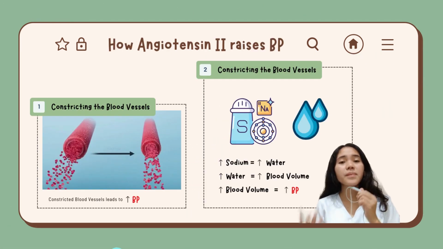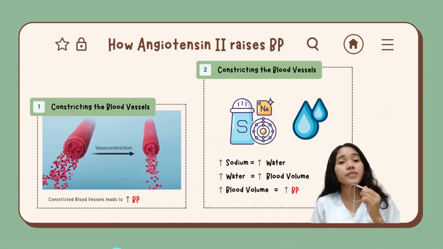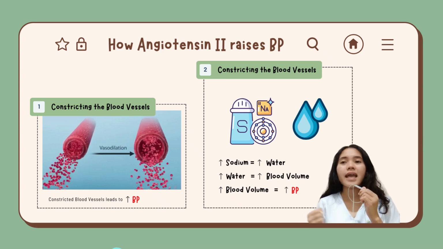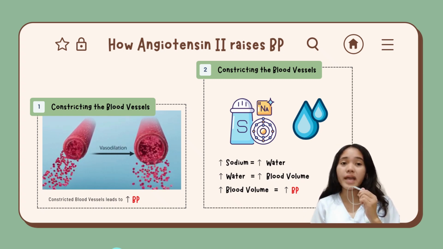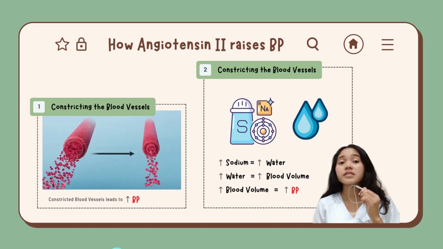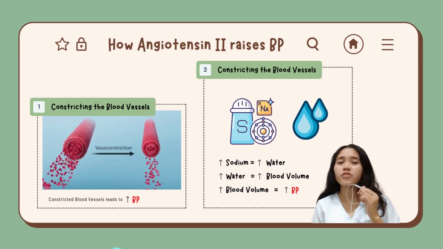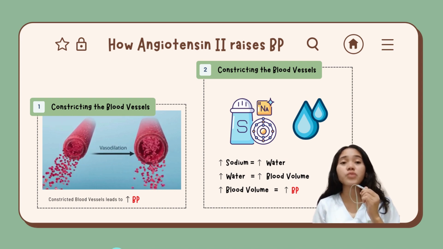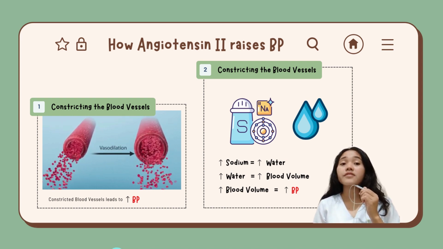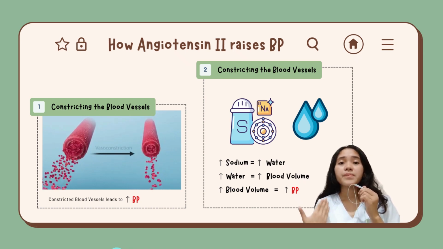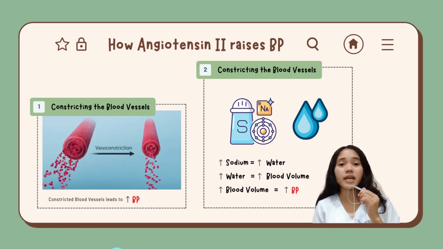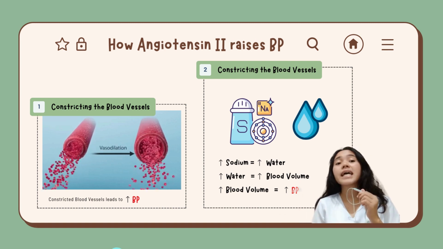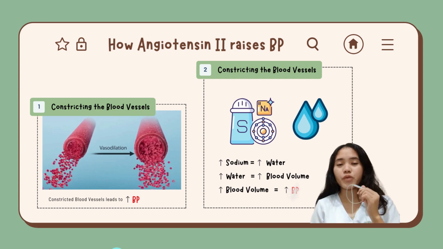The main ways that angiotensin 2 raises the blood pressure is by constricting the blood vessels and increasing the amount of sodium and water in the blood. Because the more constricted or narrow the blood vessels are, the higher the blood pressure. And the more sodium in the blood, the more water in the blood, because water follows salt, and the more water in the blood, the higher the blood volume, which then results in higher blood pressure.